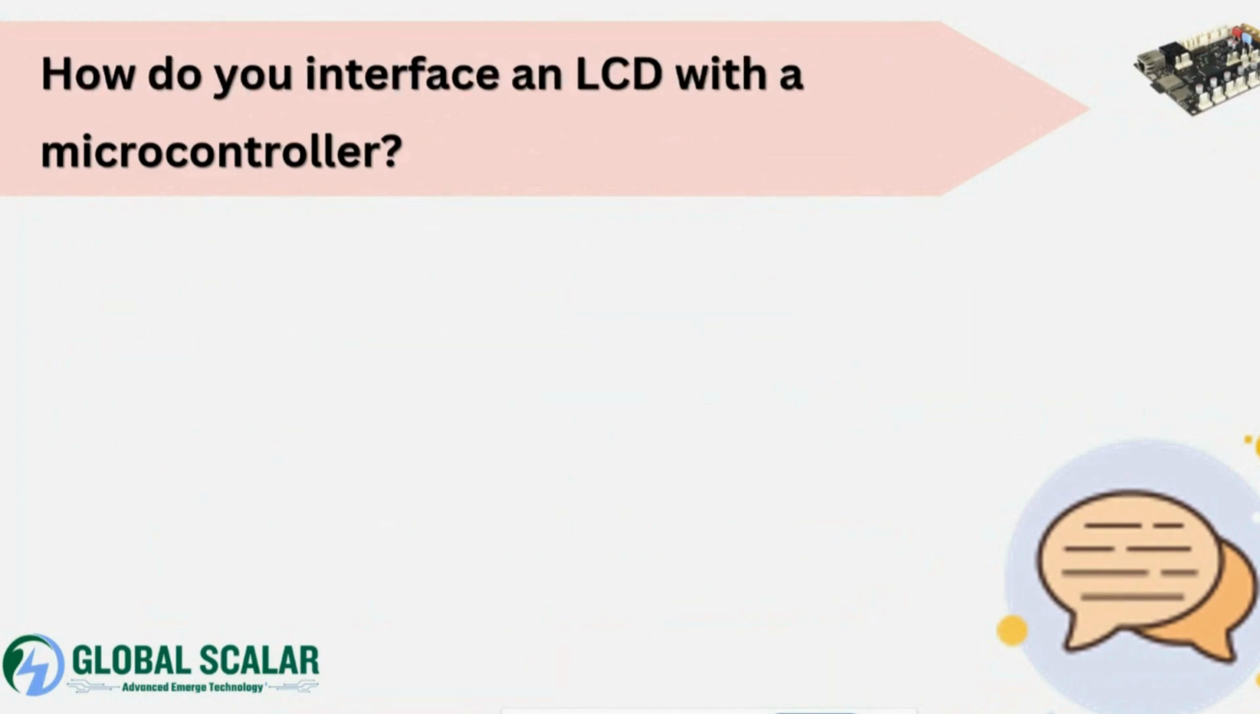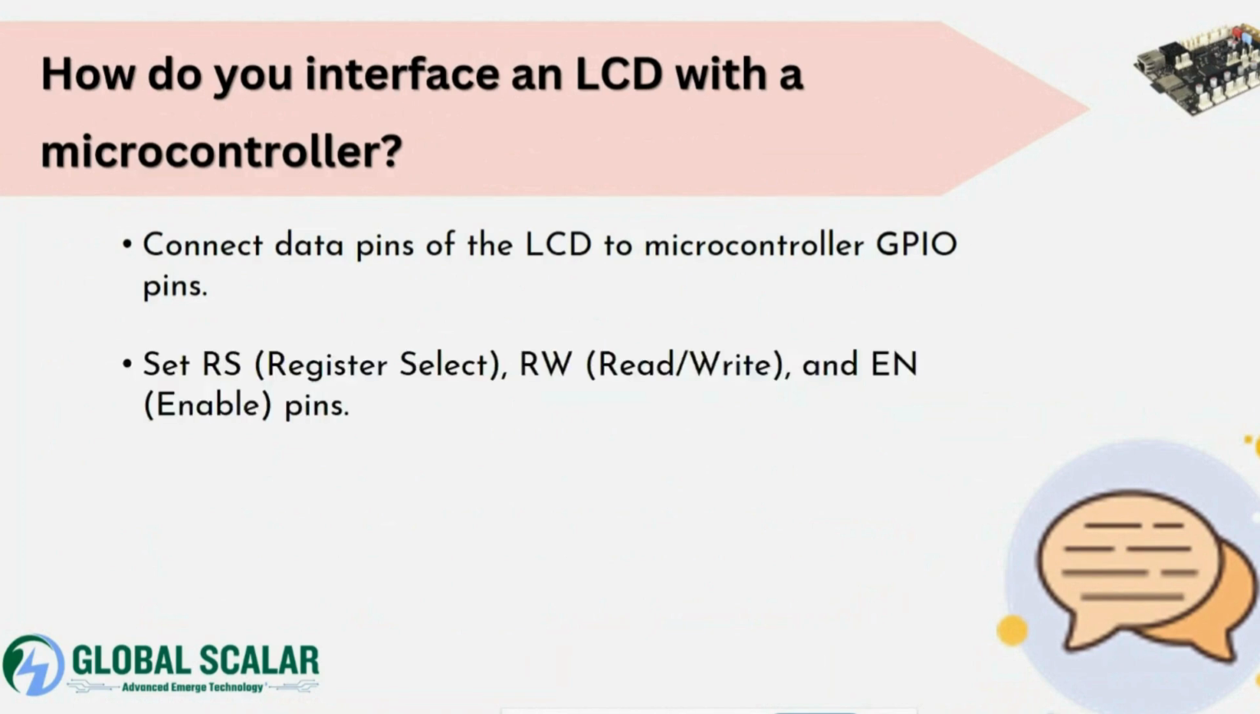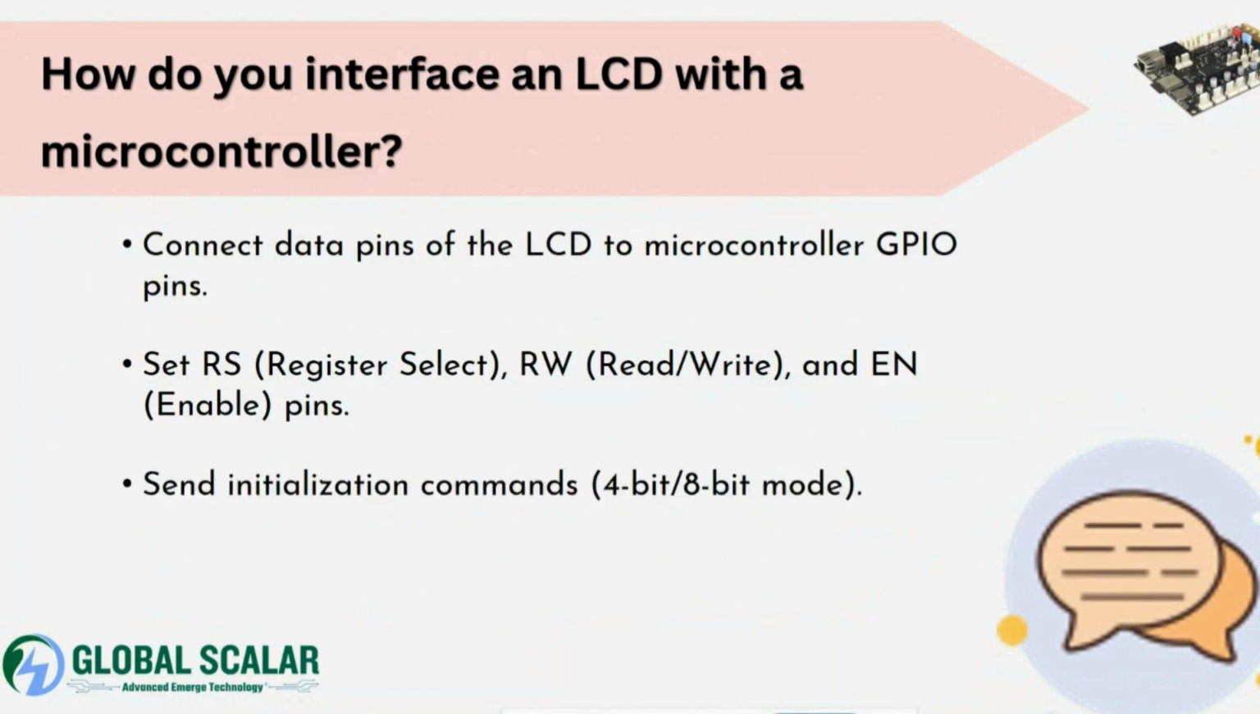How do you interface an LCD with the microcontroller? We need to understand the pin connectivity of the microcontroller and the GPIOs. We have the RS register select, and we need to ensure read and write, and enable the pin. We need to understand the pin configuration based upon the pin connectivity. Once the configuration is done, we need to initialize the commands, in 4-bit or 8-bit mode. The data which we write to or read from the LCD will be displayed depending upon the program.